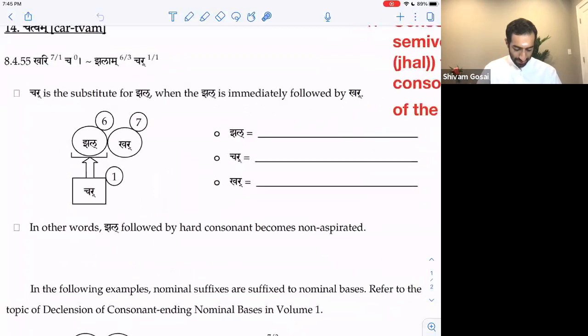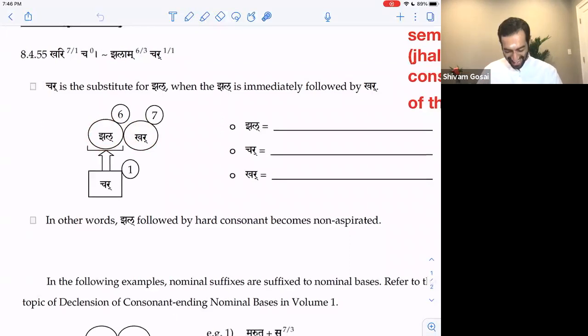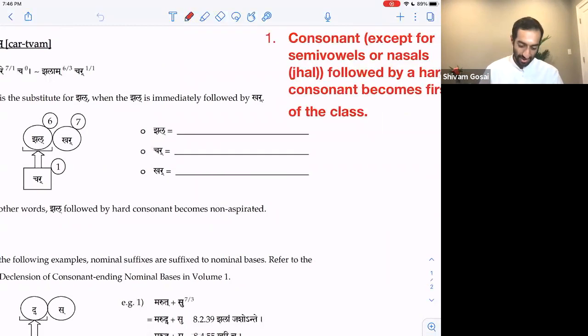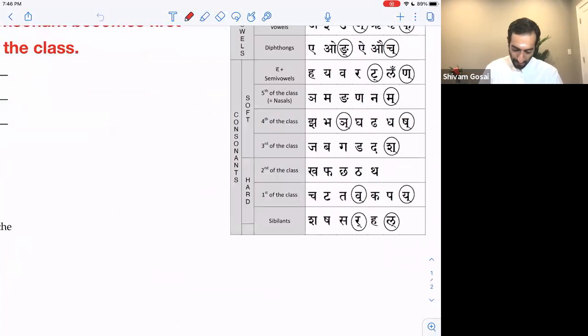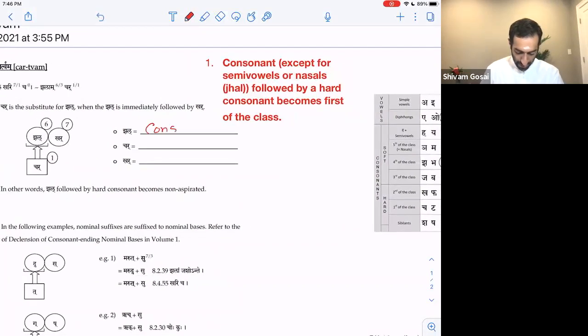What it's saying is that char is the substitute for jal when that jal is followed by khar. Did you understand? Yeah, good. What is jal? Jal is all the consonants except for semivowels and nasals, right? Consonants minus semivowels and minus nasals. So most of the consonants there.